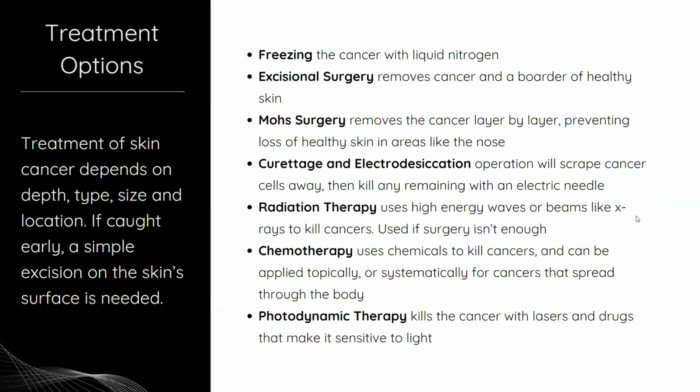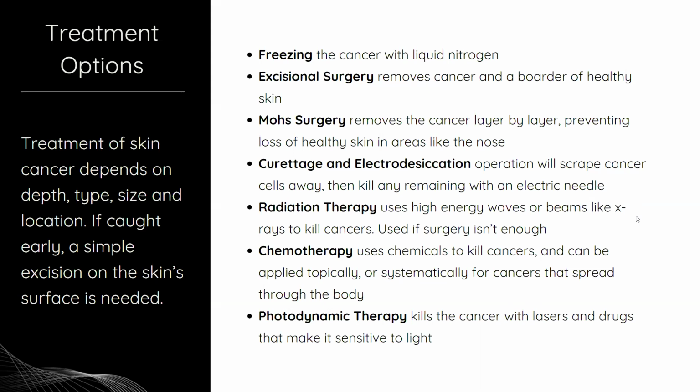Or in places where it's important to conserve healthy skin, Mohs surgery is an option, where the cancer will be cut off layer by layer, preventing any loss of healthy skin in the area. So areas like the nose. Curettage or electrodesiccation is where a doctor will scrape away the cancer cells and then kill any remaining cells with an electric needle.